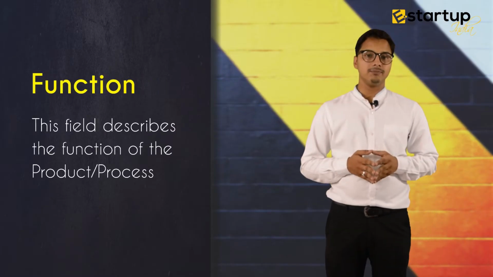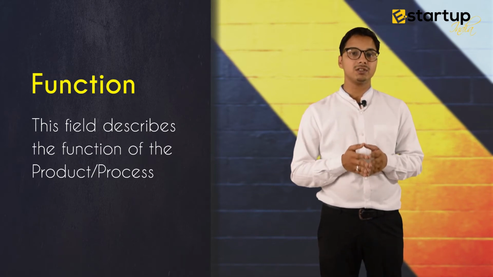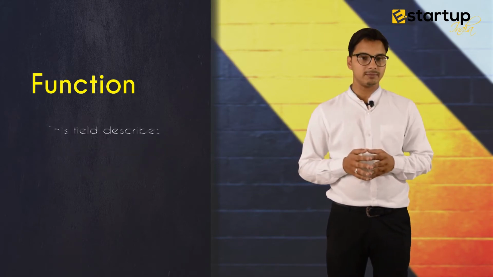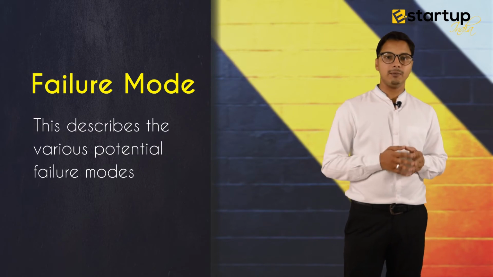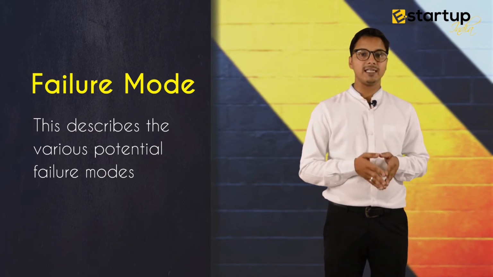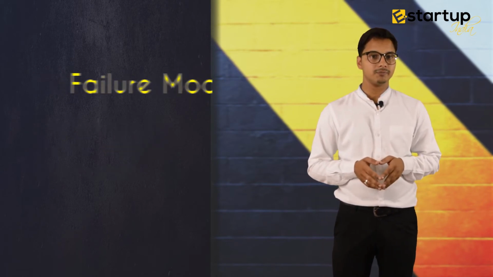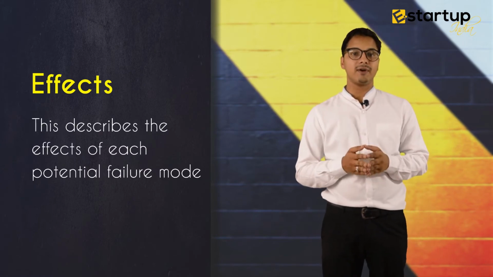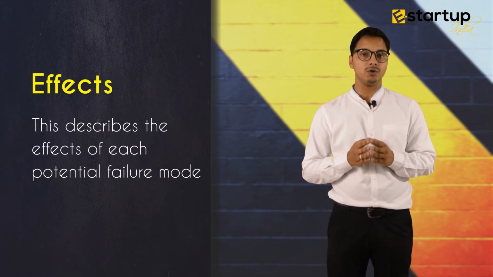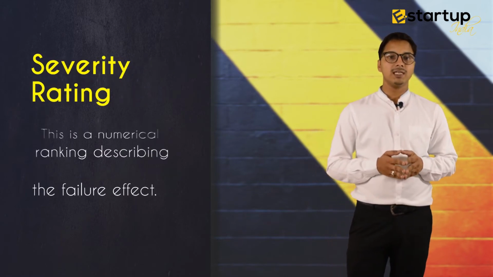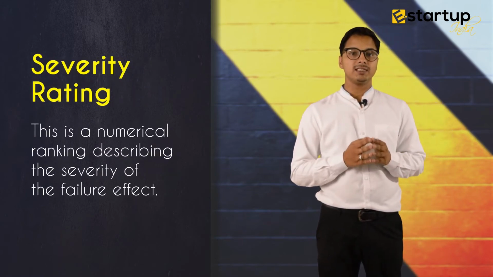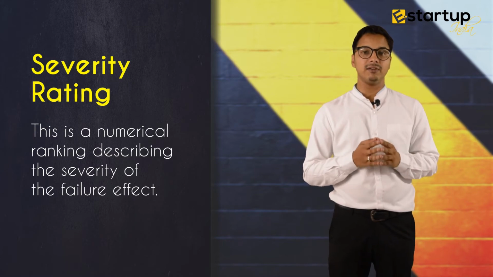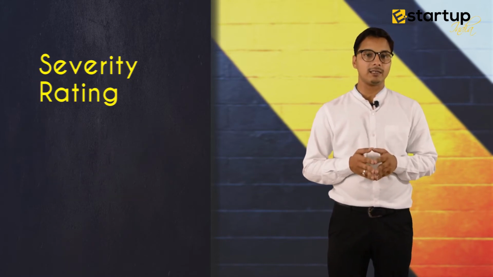First is function. This field describes the functions of the product or process. The second thing is failure mode. This describes the various potential failure modes. The third is effect. This describes the effect of each potential failure mode. The fourth, severity rating. This is a numeric ranking describing the severity of the failure effect.